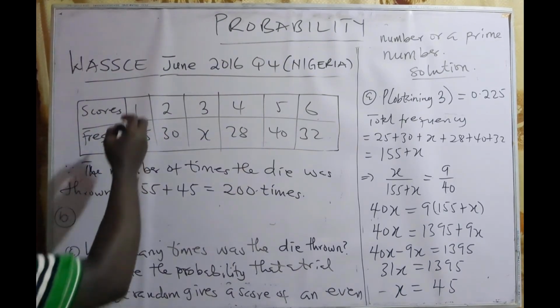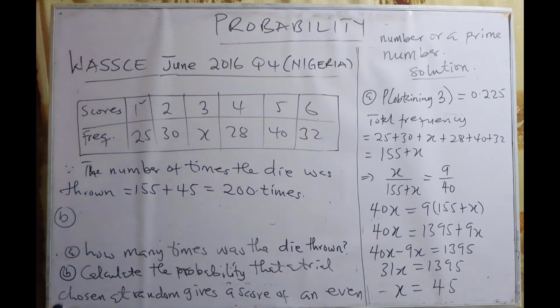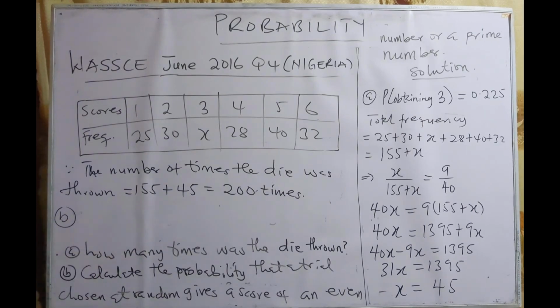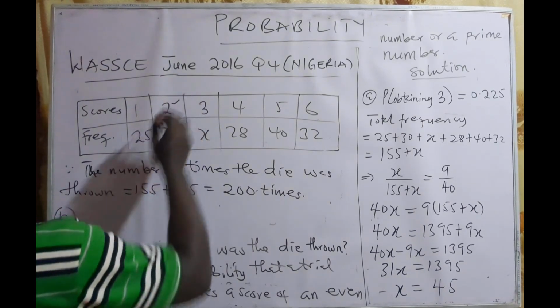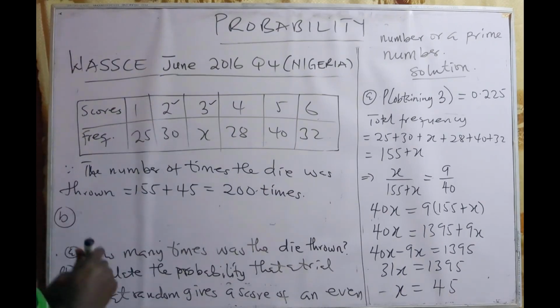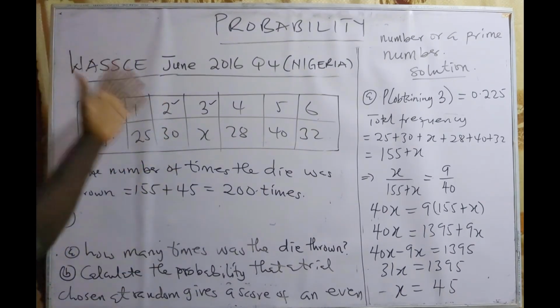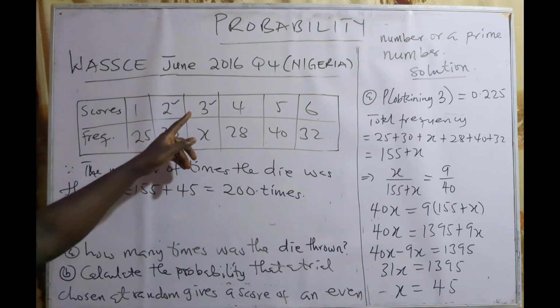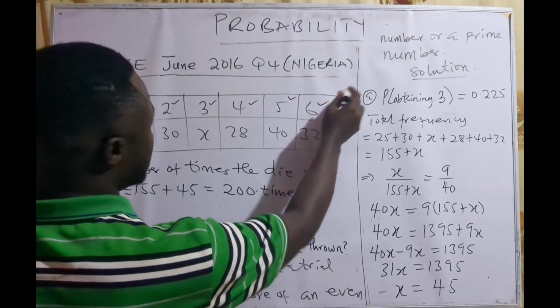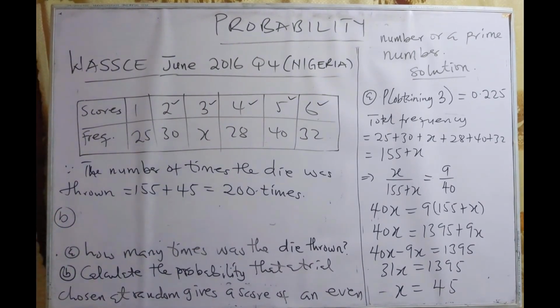So 1 is not a prime number, and neither is it an even number. So 1 cannot be included. We want an even number or a prime number. 2 is an even number, and at the same time it is also a prime number. 3 is a prime number. 4 is an even number. 5 is a prime number. 6 is an even number. So we realize that it's only 1 that is neither even nor prime.